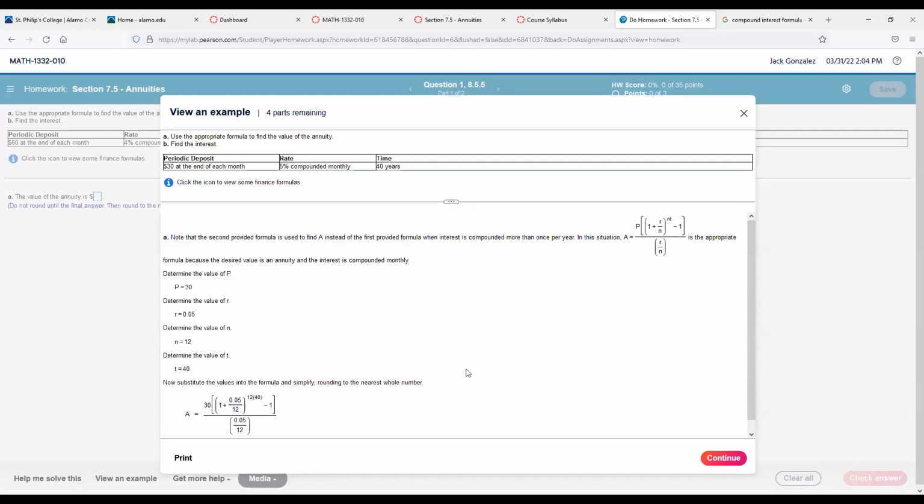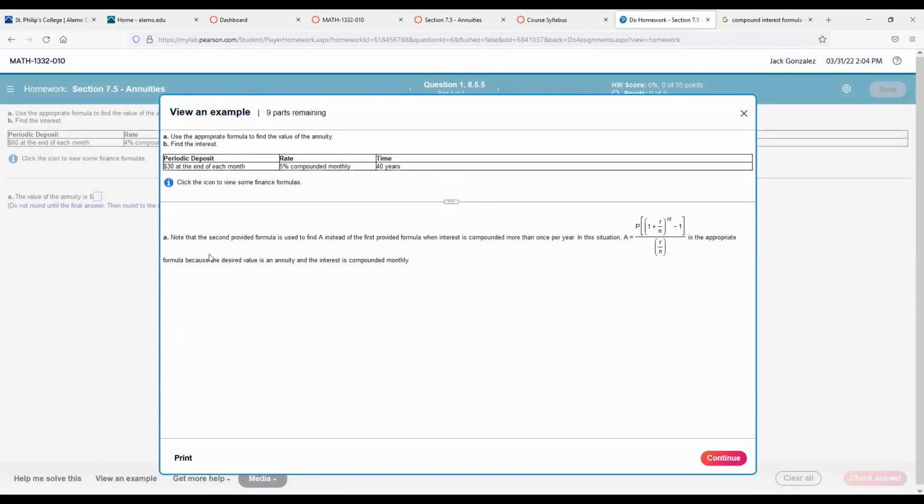Okay, so let's look at the example. Let's not reveal too much, make it a little hard for us. So it says, use the appropriate formula, find the interest.